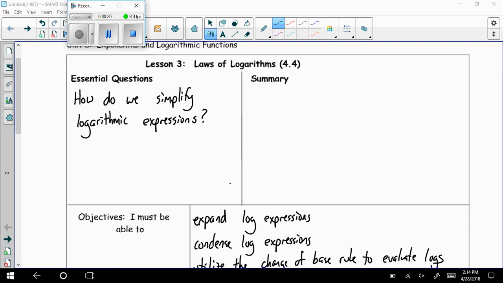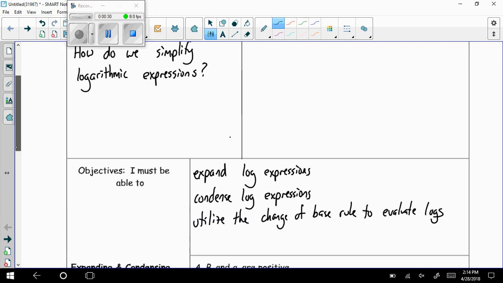So today, our focus is not on solving. Our focus is just on rewriting. And so our central question reflects that: how do we simplify logarithmic expressions? And with our objectives, we're looking to do three different things.